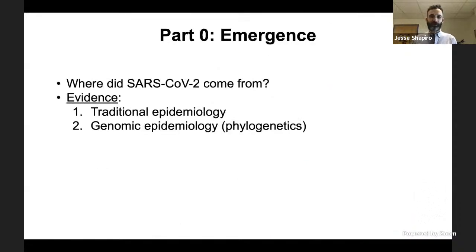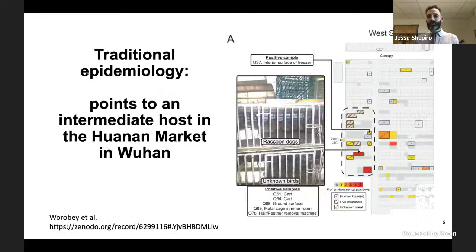All right, so part 0, this is just some background. So emergence. So where did this virus come from? There are different theories, but I think that one in particular is really gaining more support. And there's evidence that comes from traditional epidemiology. Now, I'm not an epidemiologist, so this is a very hand-wavy definition of what I mean by epidemiology, but I'm going to contrast it with genomic epidemiology using phylogenetics, which is really the kind of work that we do in my group.